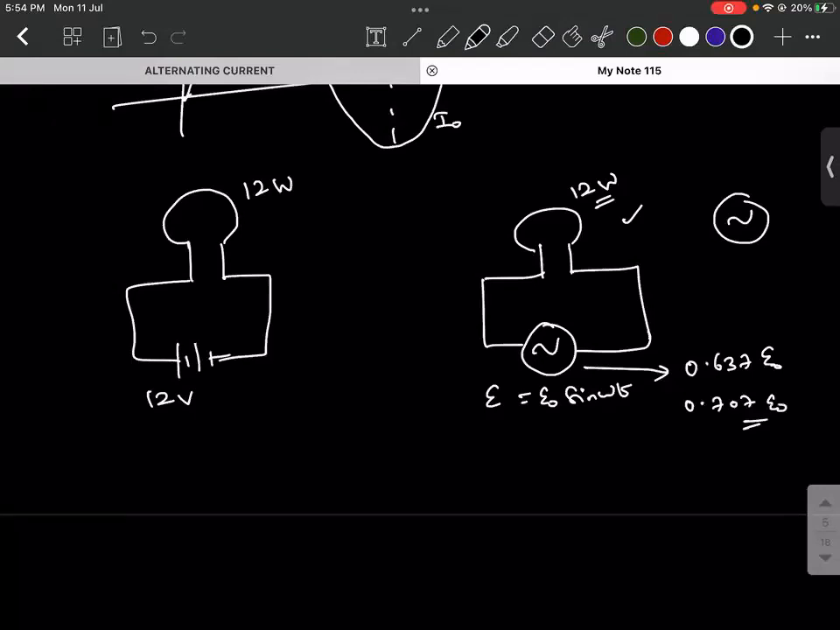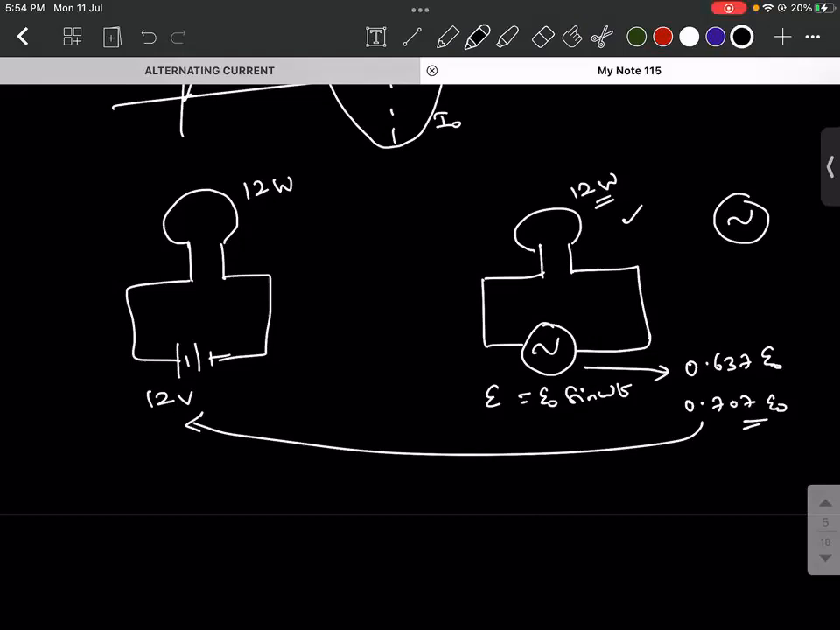Now what I'm trying to tell you here is, if from the instantaneous values equation I'm able to find the average value of that AC and the RMS value of that AC, you can see that the RMS value of AC, that is 0.707 times E naught, will exactly be equal to that value of DC that you're connecting, so that the same 12-watt bulb, whether you connect it to a DC source of 12 volt or an AC source whose RMS value is 12 volt, will have the same amount of brightness.